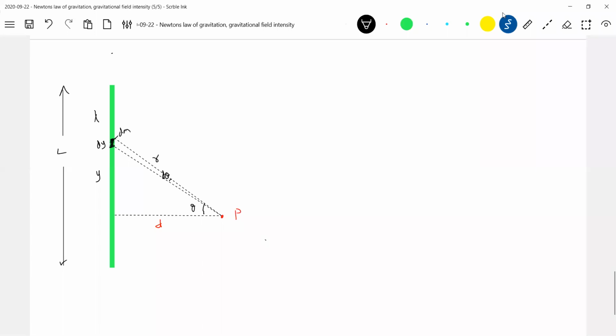How will the field be directed? The field will be directed like this, no? dE. And it's a vector, no? dE bar is a vector. We have to give a generalized formula for that. And prior to that, the ends will also subtend an angle.